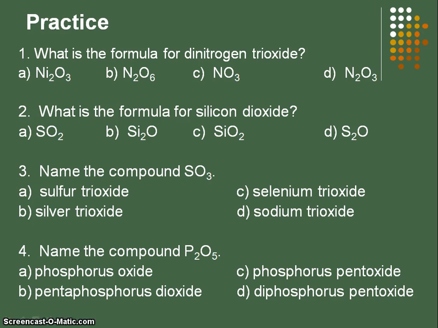So let's do some practice. Number one, what is the formula for dinitrogen trioxide? Number two, what is the formula for silicon dioxide? Don't accidentally pick A, which is sulfur dioxide. Number three, name the compound SO3. And finally, number four, name the compound P2O5. Refer to your periodic table anytime you're not sure of the element's name.